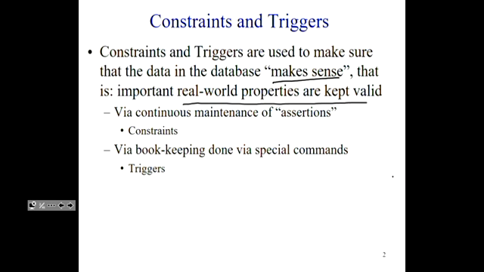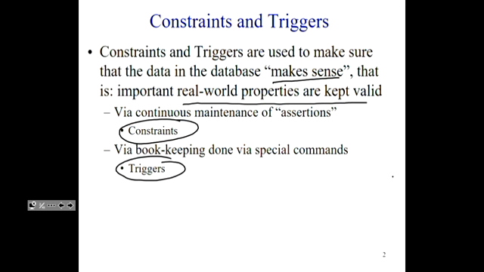There are two ways you can do this. You can do this via constraints. These you can think of as assertions. Once again, the database needs to continuously maintain the fact that these assertions hold on the data. The second way is via these special commands, which are called triggers. These are very special commands that allow you to do certain kinds of bookkeeping.